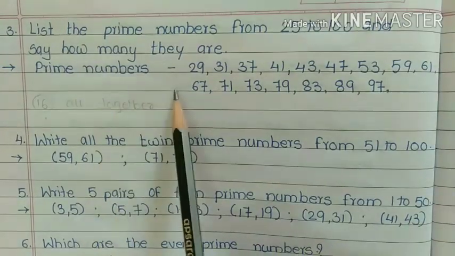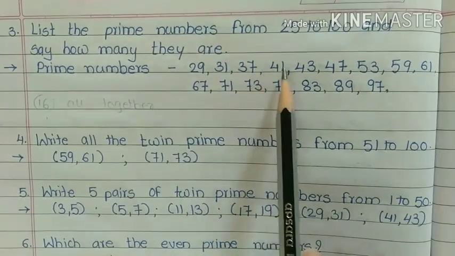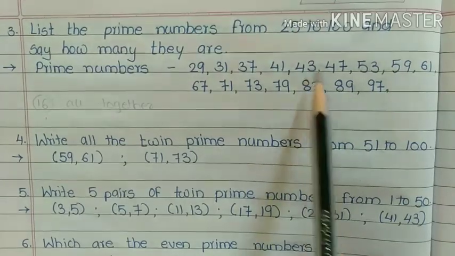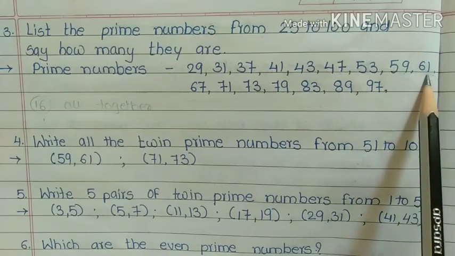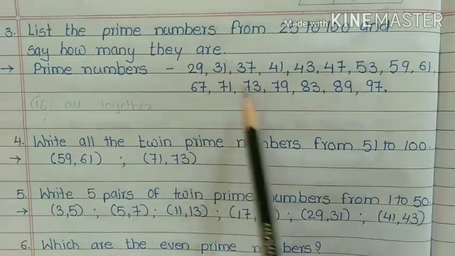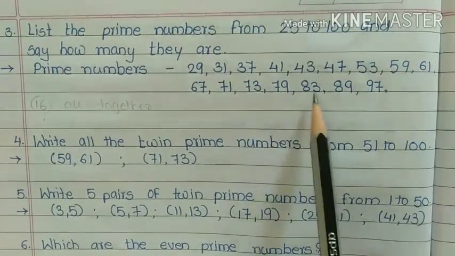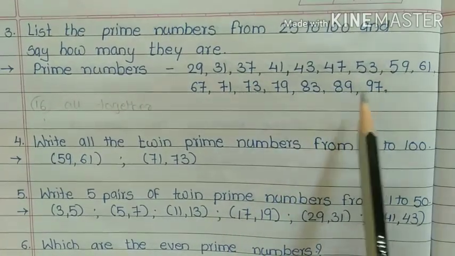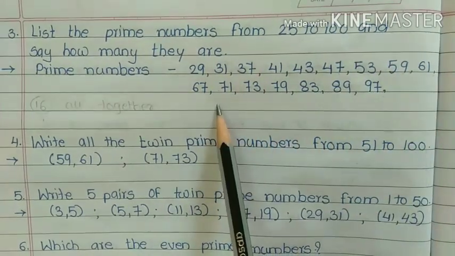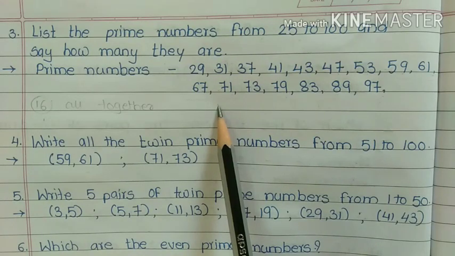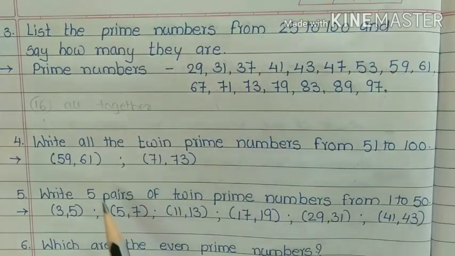The prime numbers are 29, 31, 37, 41, 43, 47, 53, 59, 61, 67, 71, 73, 79, 83, 89 and 97. Altogether they are 16. So the prime numbers from 25 to 100 are 16.